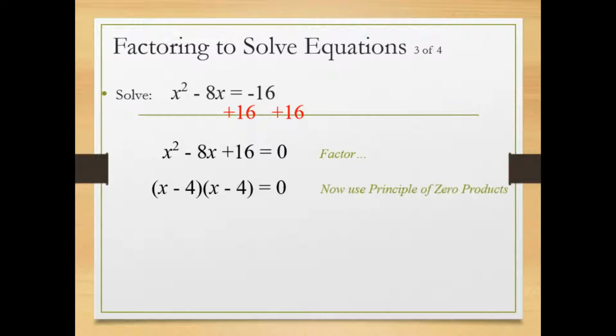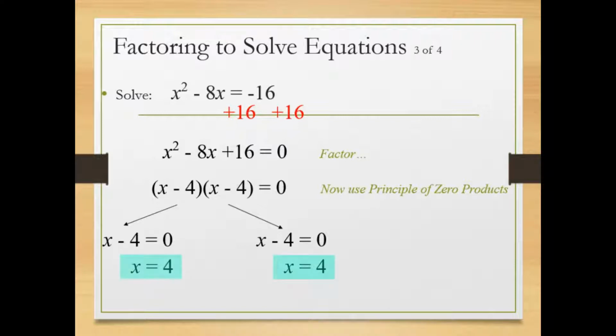We now can use the principle of zero products, taking each of these factors and setting them equal to 0. If a product equals 0, one or both of those factors is equal to 0. This isn't déjà vu, rather each factor is the same, so we get one solution. X is equal to 4. We'll leave the check for you to stop the video and perform.